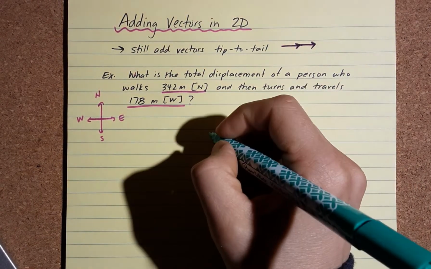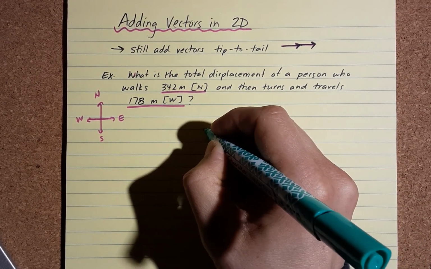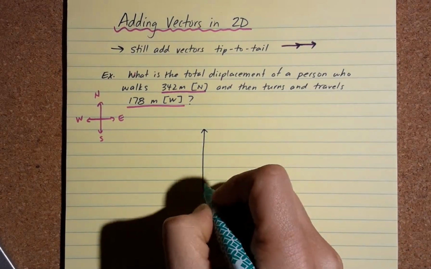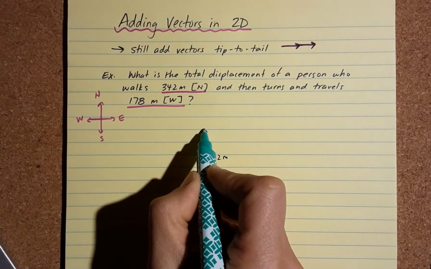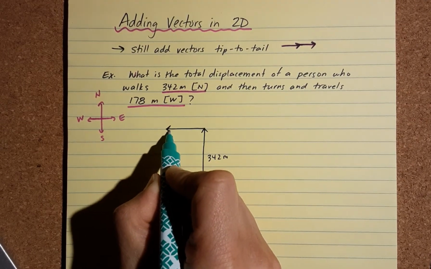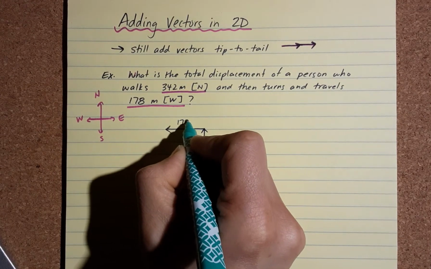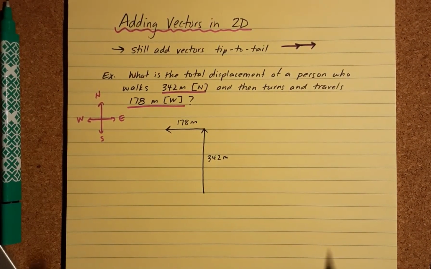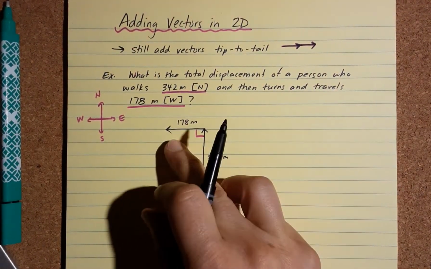And when I draw them, I don't need to draw them to scale, but what I will do is draw them maybe in terms of relative length. So this one that I did here is north, 342 meters. And then I'm going to connect the next one and go west. And I'm going to draw this one shorter because it's not as far. It's 178 meters. Now when I draw in my resultant, okay, and I've made sure that these are 90 degrees because they are, one's north and one's west.